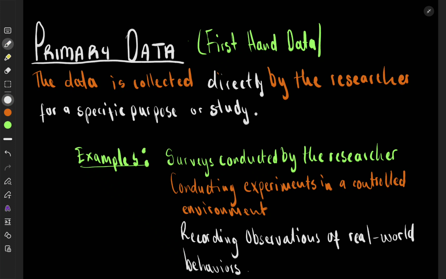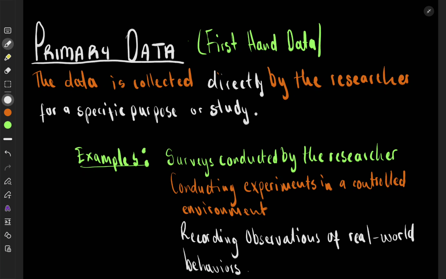So you should have control on how it's collected, and the data must be collected for that particular research. If the data was collected for something else like government things, government surveys and stuff, then it cannot be primary. It can't be primary data, okay? Good. Now we keep going. Now an example.